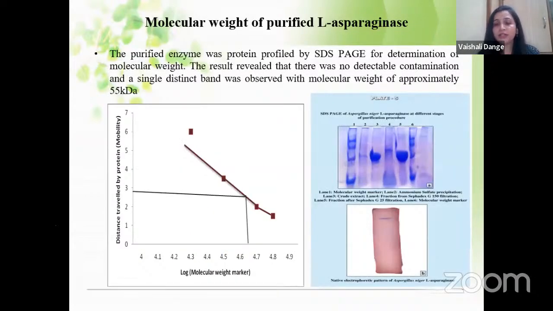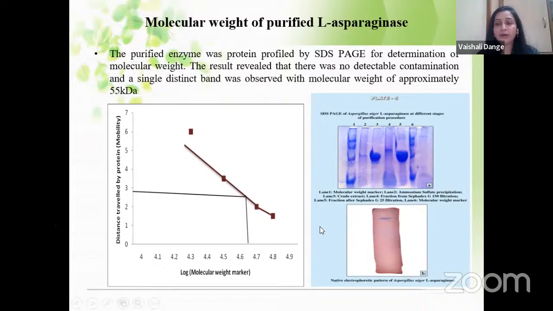Now next, I have done the SDS-PAGE. Here you can see the 6 lanes. In one lane, this is the protein marker. In the second lane, this is the enzyme purified with ammonium sulfate precipitation. In the third lane, crude extract, and in the fourth lane, the fractionated enzyme. Here you can see a more proper band in lane 4. So this is the more purified enzyme that I got with the help of filtration chromatography.